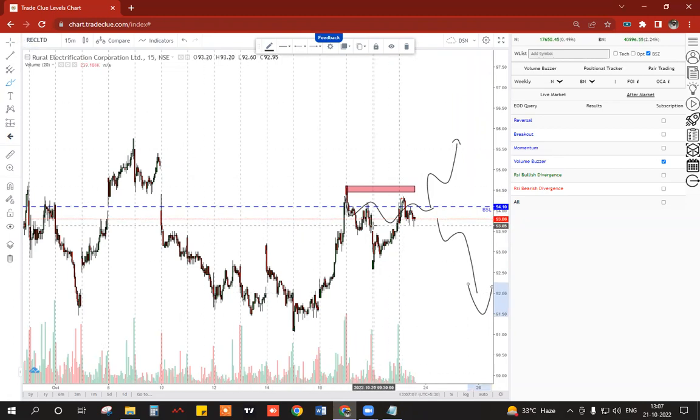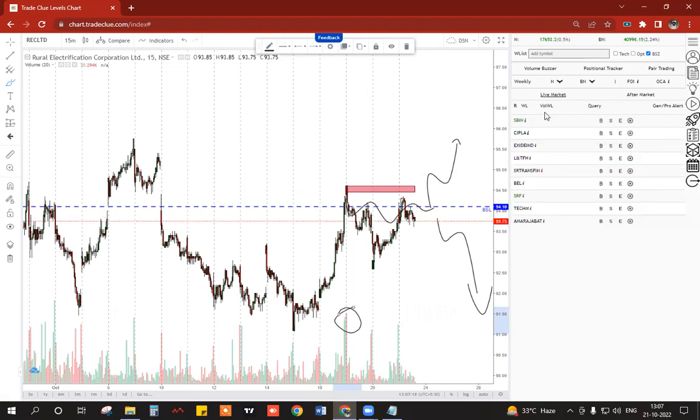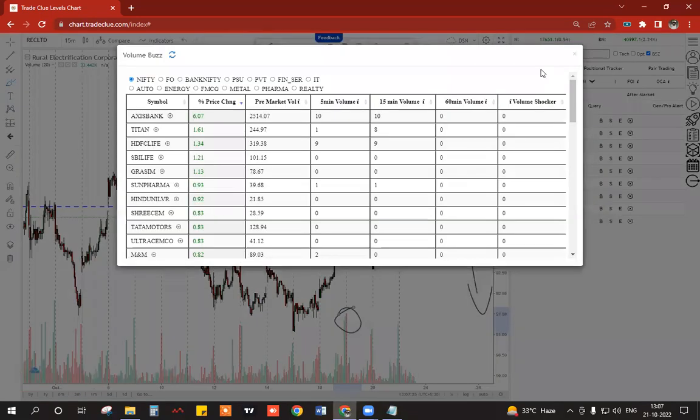So the main thing is to first understand what a volume buzzer is: the highest volume spike. There is a button called volume buzzer over here, plus a watchlist which automatically gets updated as Vol WL on the right-hand side of your panel. If I click on the volume buzzer panel, you will get the structures as 5 minute, 15 minute, and so on.